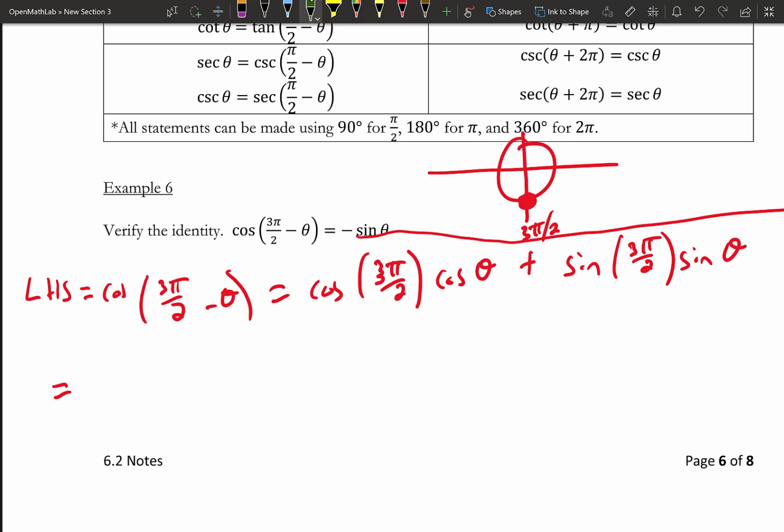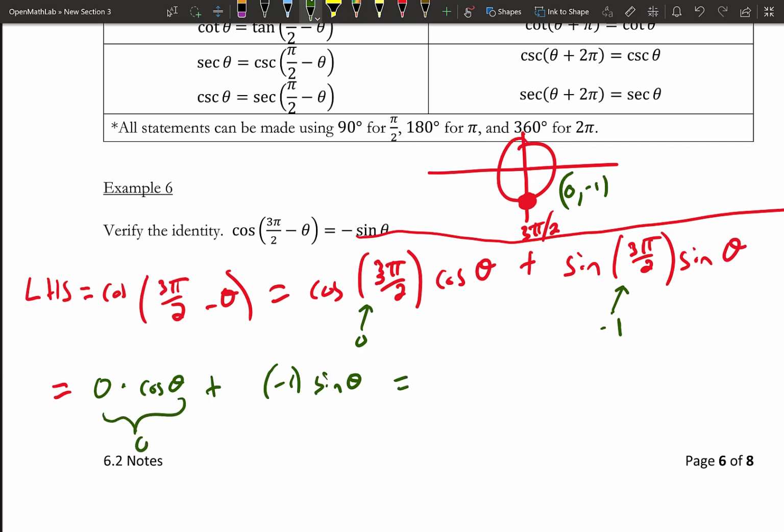That ordered pair is the point (0, -1). So cosine of 3π/2 is equal to 0, and sine of 3π/2 is equal to -1. Filling that in, we get 0 times cosine θ plus -1 times sine θ. Of course, 0 times cosine θ is just 0, so this is equal to -sine θ, which is what we were trying to prove. So this is equal to the right-hand side, and that checks out.